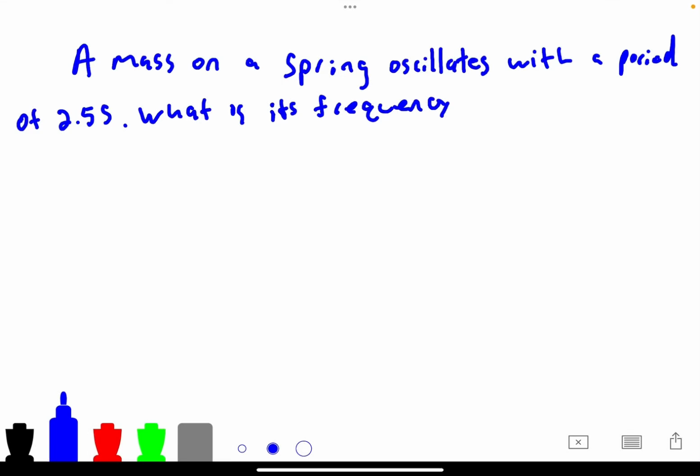A mass on a spring oscillates with a period of 2.5 seconds. What is its frequency? So we know the period is the amount of time of one oscillation. In simple harmonic motion, the period is equal to 2 pi, and since it's a spring, we want m over k. The things that affect the period for a spring are the mass and the spring constant. K is the spring constant.